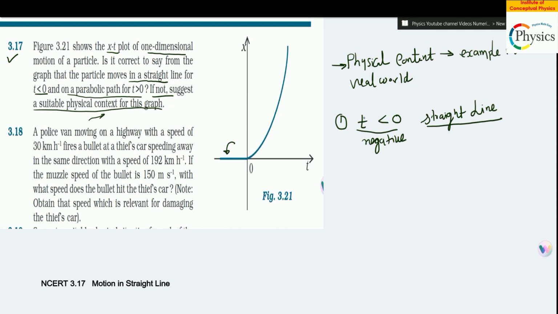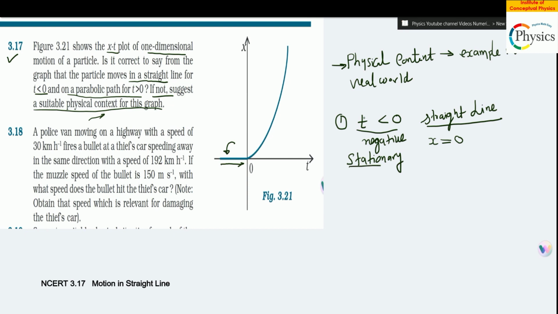That is one. And second is, if you see, the time is negative, it is moving towards 0. The position of the body is not changing. There is nothing in the x-axis. X always remains equal to 0 in this negative time, which means the body is stationary.